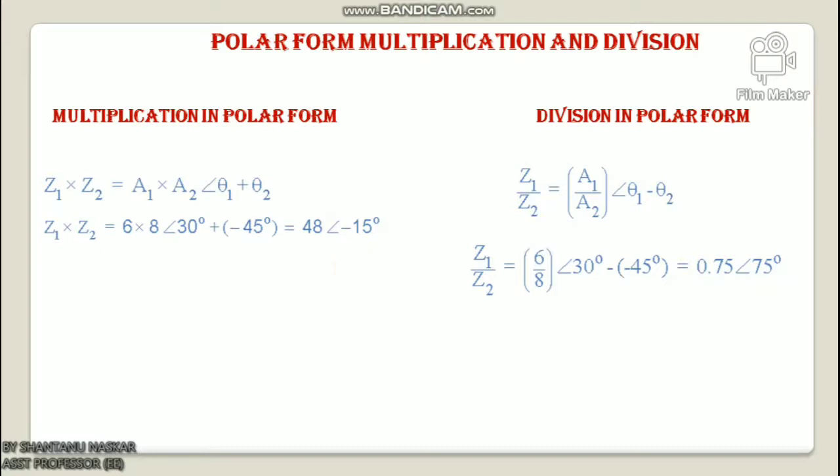Okay, so division in polar form. Likewise, to divide two vectors in polar form, we must divide the two modules and subtract their angles, as shown here. So Z1 by Z2 equals A1 by A2, and the angles subtract, so theta 1 minus theta 2. So Z1 by Z2 equals 6 by 8, and subtract the angles 30 minus 45. So it becomes 0.75 angle 75 degrees.